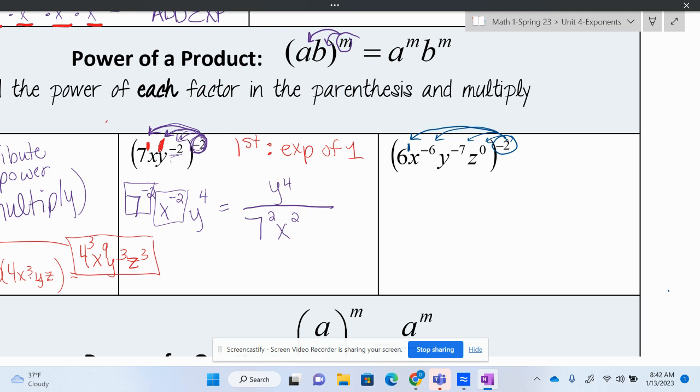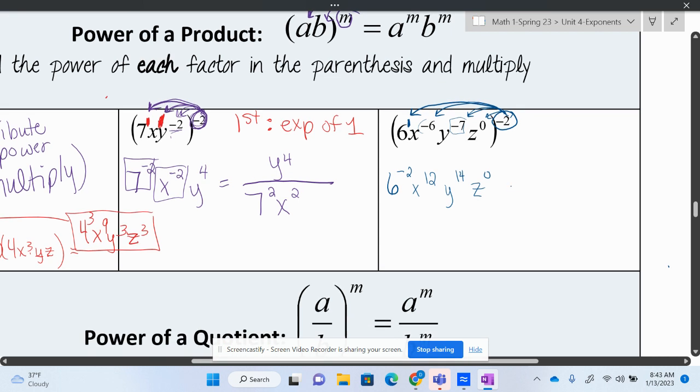Okay. All right. So Peyton, tell me about what happens to the exponent that's attached to the 6. -2 times 1 becomes -2. Good job. Kimber, tell me about the exponent that's attached to the x. -2 times -6 becomes a negative times a negative is a positive. Good job. Let's see. Mary, tell me about the exponent that's attached to the y term. -2 times -7 becomes 14. Awesome job. Madison, tell me about the exponent that's attached to the z term. -2 times 0 becomes just a 0. So anything times 0 is still 0.